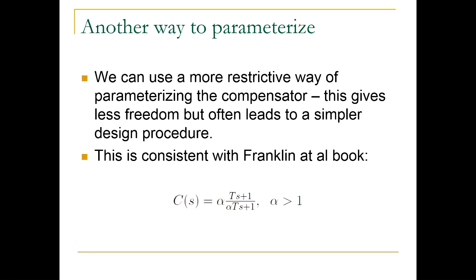Sometimes we also can use another parameterization. This is a parameterization consistent with Franklin's book. You parameterize your compensator in this way: you have T and alpha T, where alpha would be greater than 1. We will use this parameterization in this lecture. It's just sometimes simpler to work with. But there is no need to use one over the other. There's no preference. You can do design using either of the parameterizations. This is just for convenience.